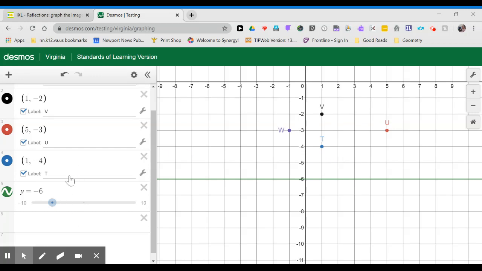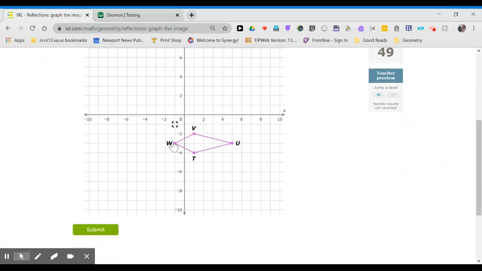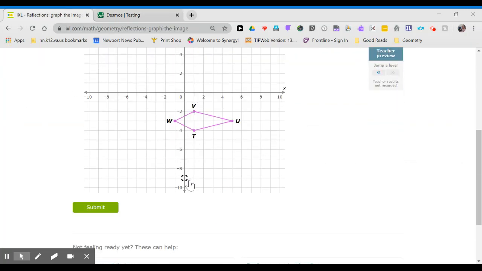So what I'm going to do is I'm going to figure out where T ends up first. So I'm going to count 2 to the line of reflection. Then I'm going to count 2 more. So it's going to end up right here. T ends up at 1, -8. I can come here to my graph and I can go, okay, 1, -8. That's where T ends up.